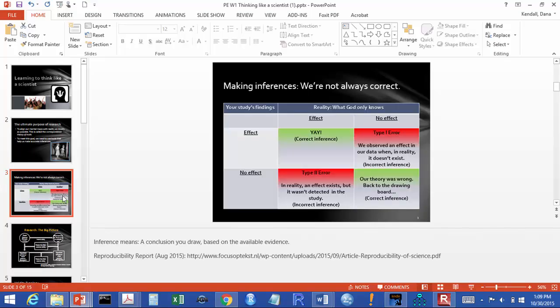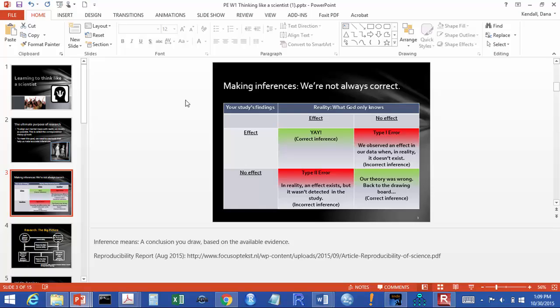Okay, so in making inferences, we want to make sure they're as accurate as possible. And there are certain ways that we can be accurate or inaccurate, and this is the grid that kind of summarizes this very nicely. So again, an inference just simply means a conclusion that we draw based on the available evidence that we have, typically from research studies that either we or others have conducted. So basically what we have is these 4 types of inferences that we can make. 2 are correct, which are in green here, and the other 2 are incorrect.